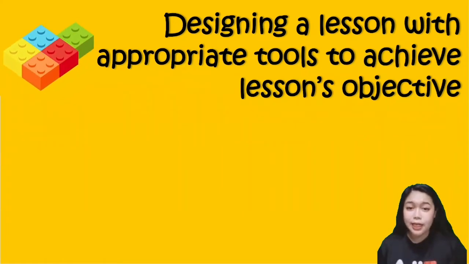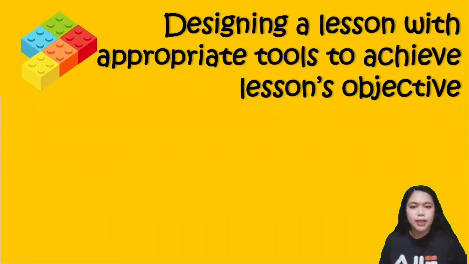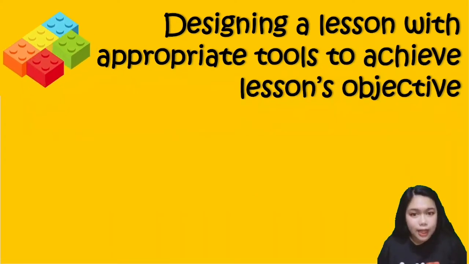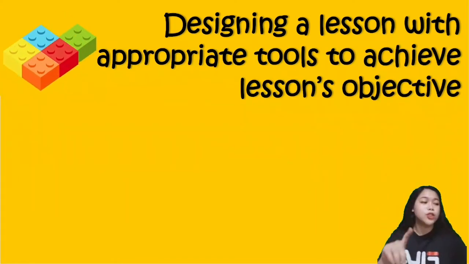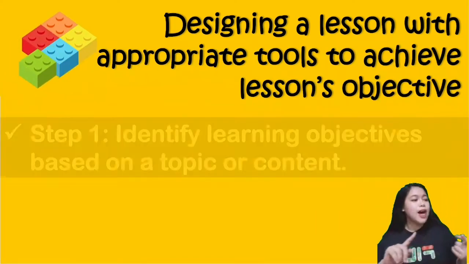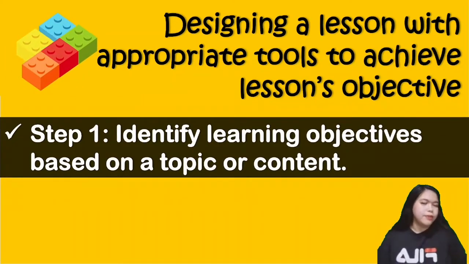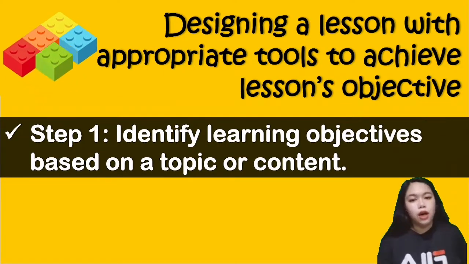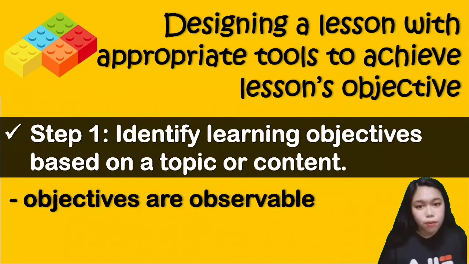Paano ba pumili ng nararapat na tools, na technology para sa ating lesson? So, step 1. Actually, we have 4 steps here. So, step 1 muna tayo. Identify learning objectives based on a topic or content. How? Well, objectives, you have to make sure that your objectives are observable.